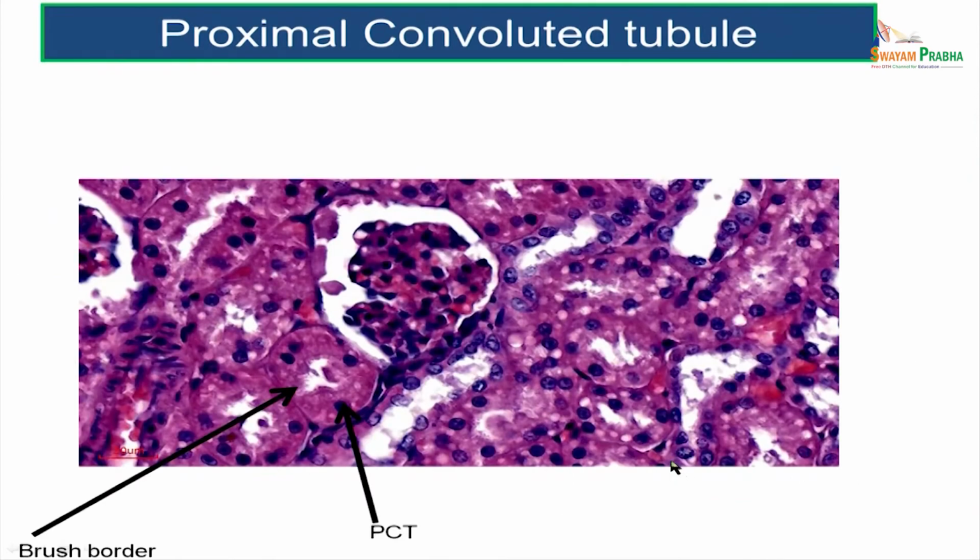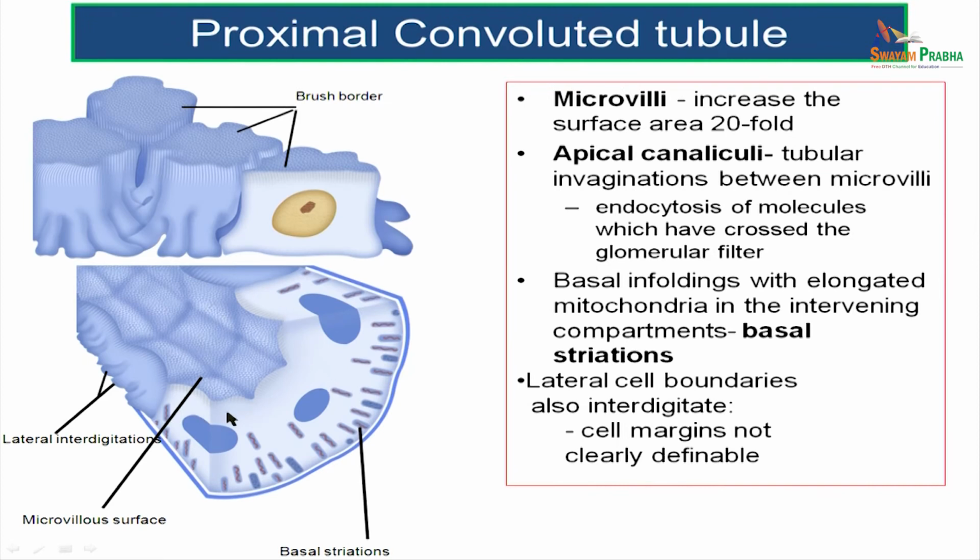Let us have a closer look at the proximal convoluted tubule. I told you there is a brush border, which is nothing but tall microvilli which are irregularly arranged. So, this is the proximal convoluted tubule. As I told you, the apical surface has microvilli. Why do you need microvilli on the apical surface? This is to increase the surface area by 20-fold. There are also apical canaliculi which are nothing but tubular invaginations between the microvilli.